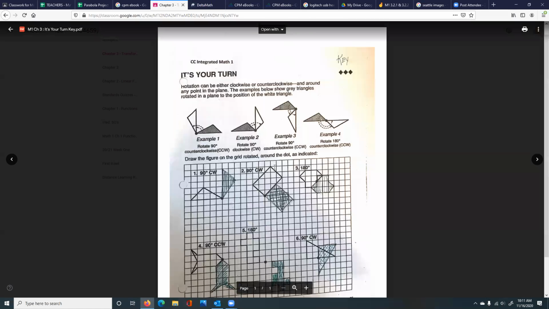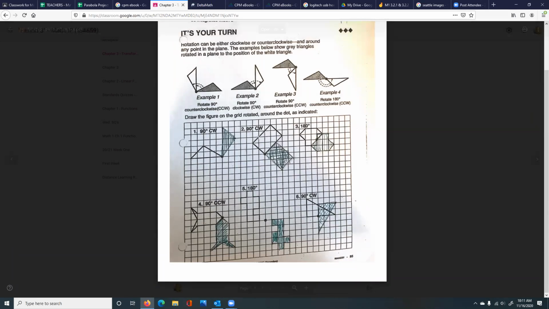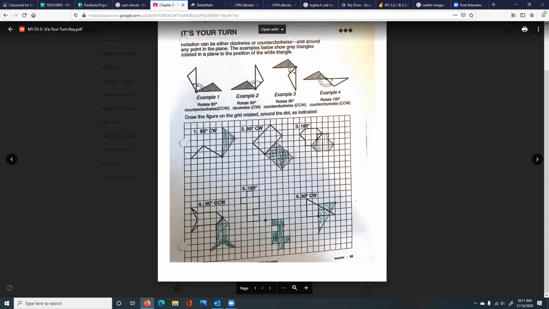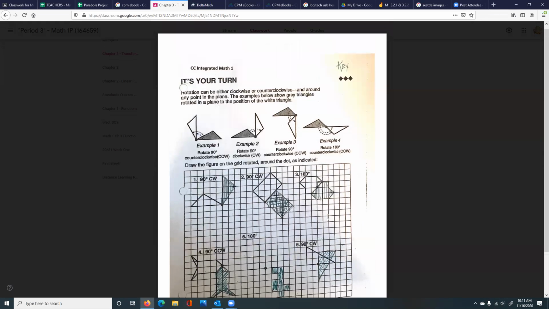For the It's Your Turn worksheet, how do you turn them? This triangle turns clockwise 90 degrees and looks like this. This one turns clockwise and this rectangle looks like this. This little shape goes down here and looks like this. For number 4, this arrow thing or rocket thing goes like this. 180 degrees, this little T goes from like that to like that. And then for 6, this triangle rotates around the point that's on the triangle, so it rotates like that. So those are the answers to those.